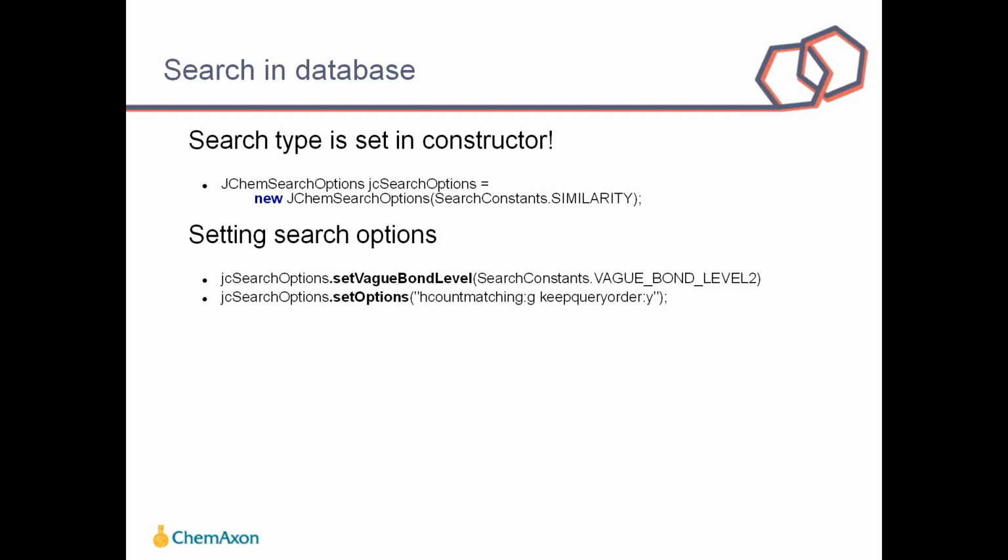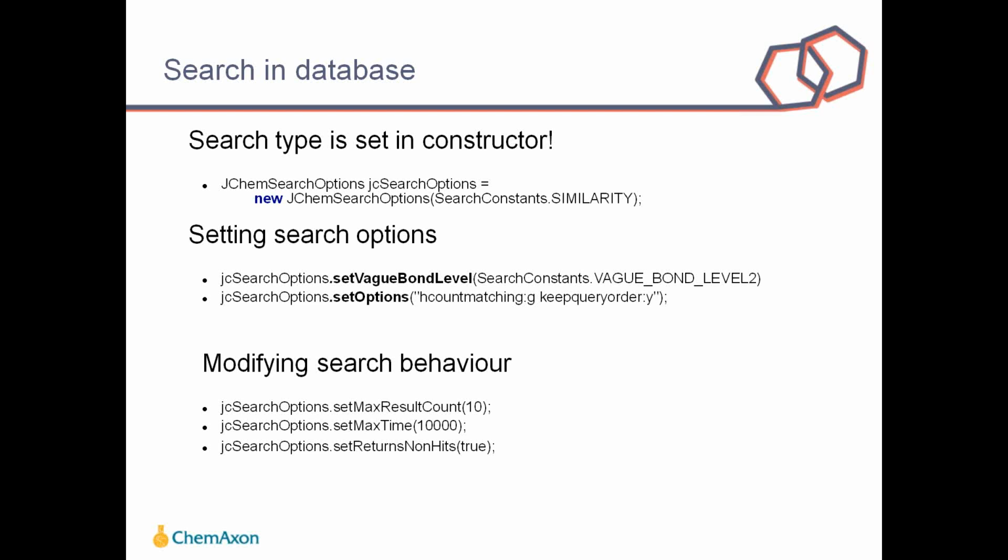Another method is to set options directly using a string, where you can concatenate all the search options in one term. JChemSearchOptions also have some modifiers that can modify your results. For example, you can set the maximum result count. Then it will run only until it finds, in this case, 10 matches. You can set the maximum time in milliseconds. And you can also set whether you are interested in the hits or the non-hits. Default is, as you hope, the hits, but you can switch it off, and in that case you will get back the non-hits.